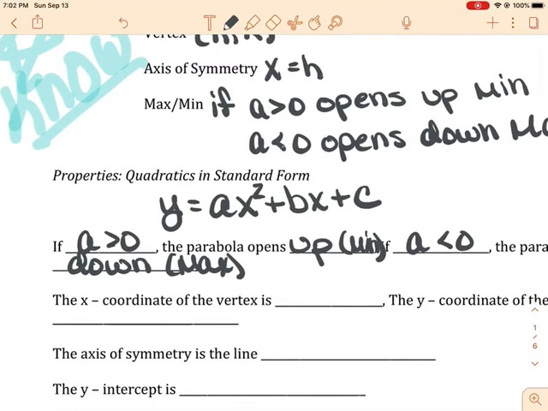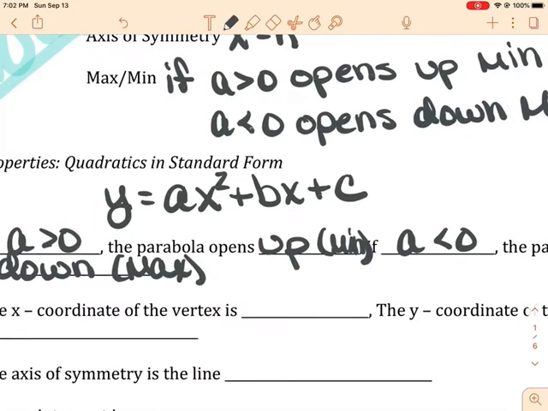All right, the x-coordinate of the vertex, now it's not going to be like we can just pick it out of the equation like we were able to do with vertex form. We have to go get it. So we have a little formula, and it's the opposite of b all over 2a, where b is the coefficient of the x term, and a is the coefficient of the x squared term.